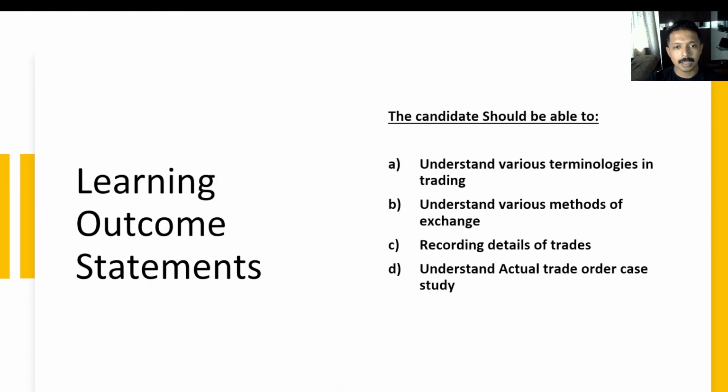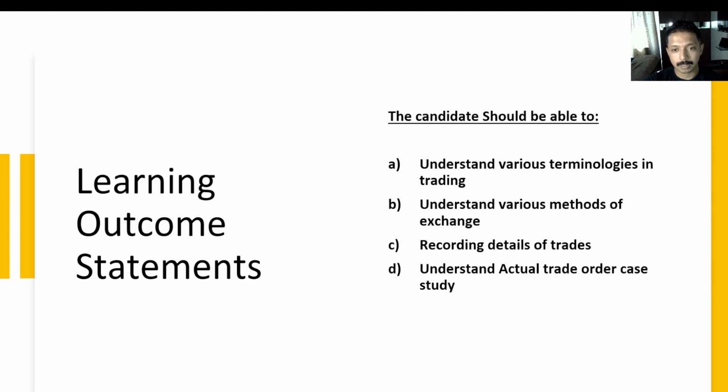So let's start with first understanding what the learning outcomes are. As you can see out here, first and foremost, we're going to understand the basic terminologies commonly used, and this will be common across any country that we are actually referring to. Then we look at understanding various methods of exchange of securities. Finally, getting into the recording of details of trades. So, what are the various details which are actually captured in a trade, and then try to understand the actual trade order case study, which you can practice so that you understand this concept better, right?